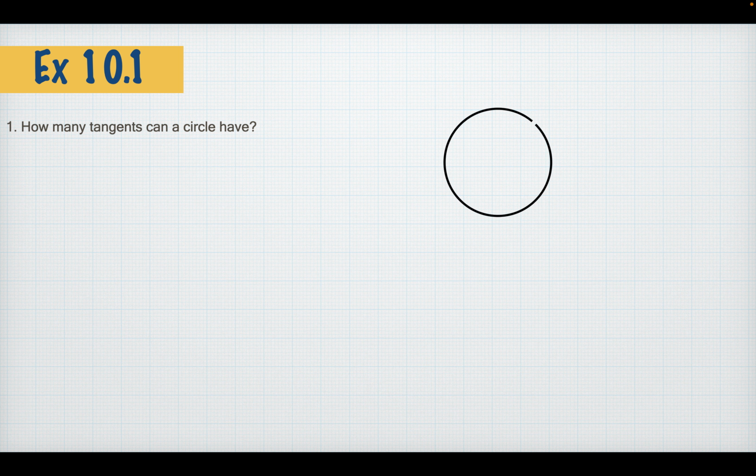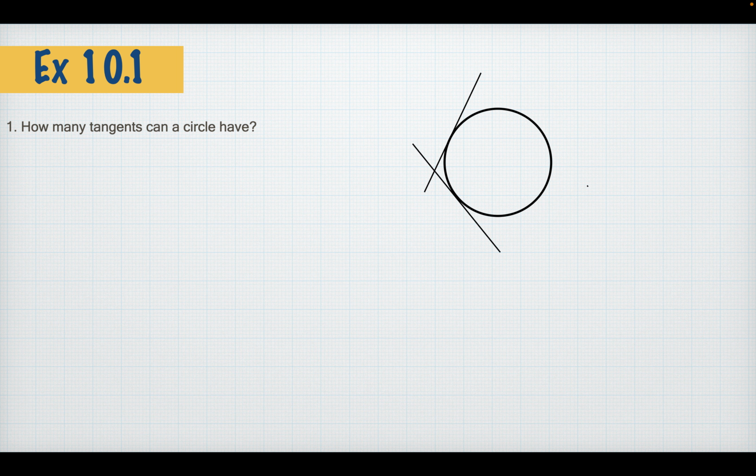Now let's try exercise 10.1. Let's begin with its first question, that is, how many tangents can a circle have? Let's try drawing a lot of tangents on a circle. Okay, this is a circle. I'll try drawing tangents on it.